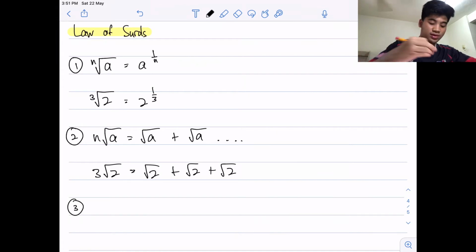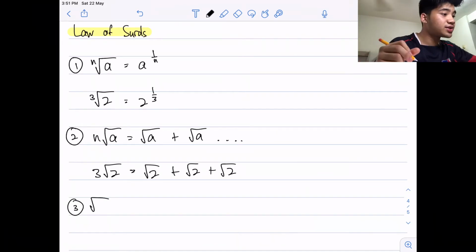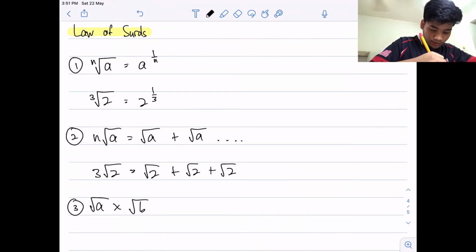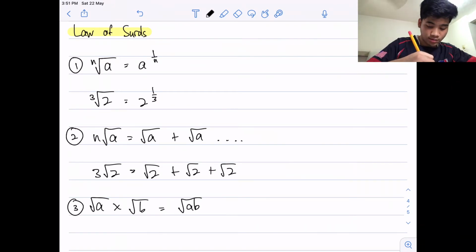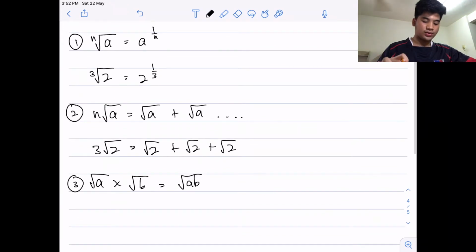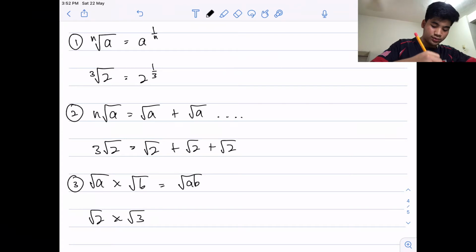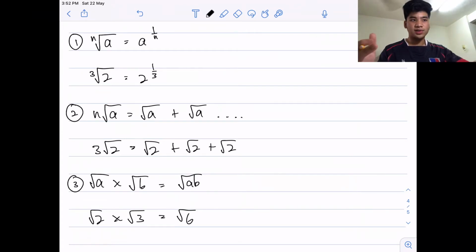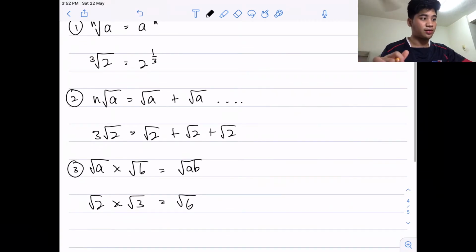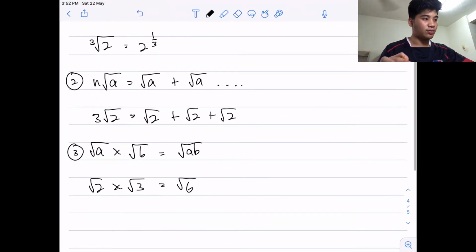Alright, so let's go into the third law, which is root a times root b equals root ab, alright? So let's give an example. If it was root 2 times root 3, I would get root 6. Basically this works because you have the indices being the same, which is power of 1 over 2. Since they have the same root, therefore they can times each other. Now let's look into another one.